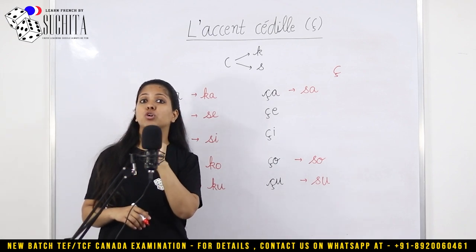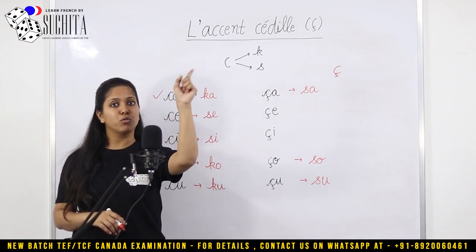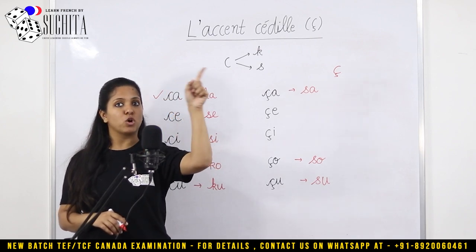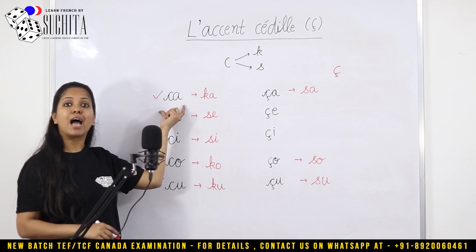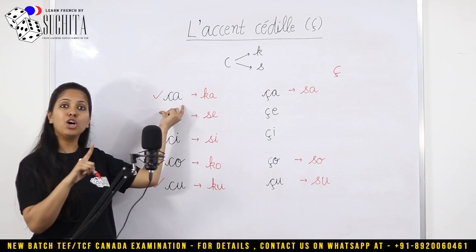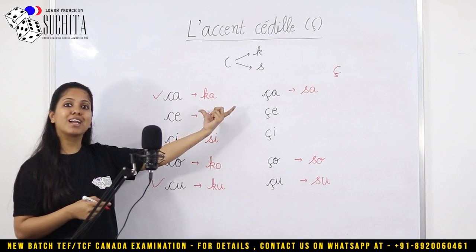If you do not know the pronunciation of the vowels in French, I am going to drop the link in the card above. Just watch that video first and then come back here again. So the pronunciation of A is A. So C is ke followed by A, it becomes ka.